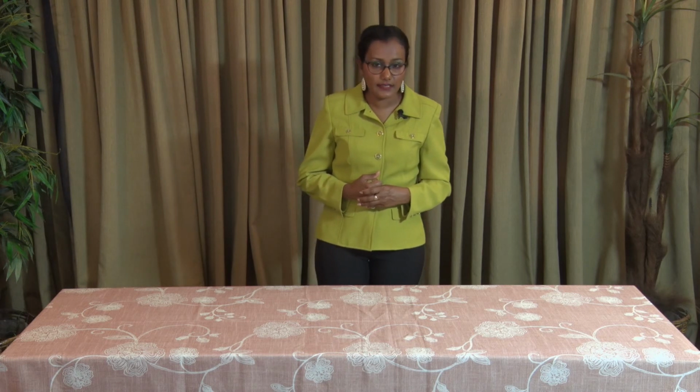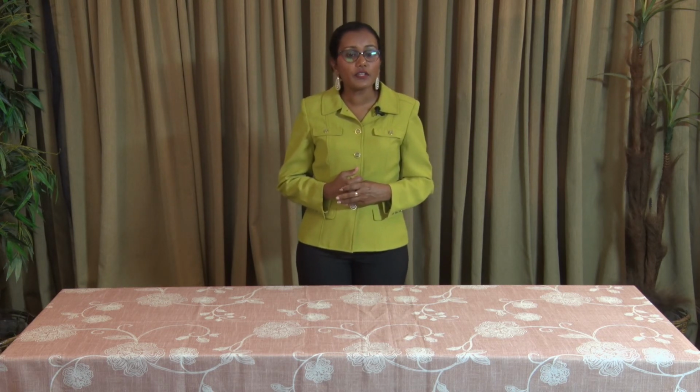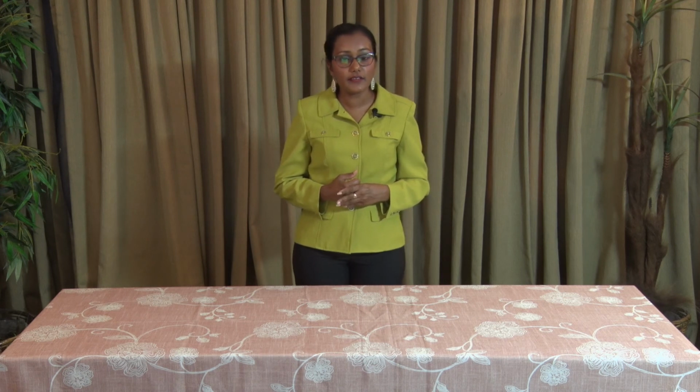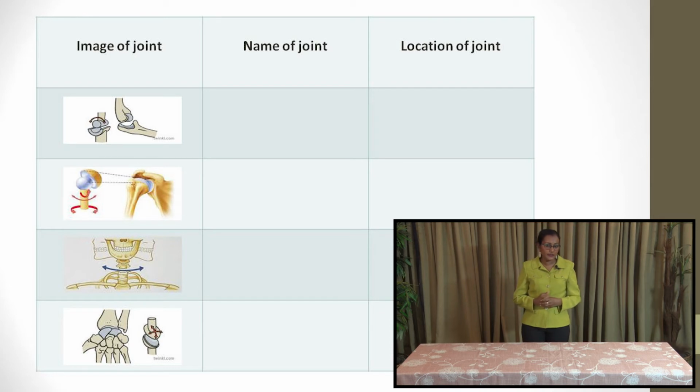Your task for this lesson: I want you to complete the table with all the necessary information. Here's how it should be done. In the first column, you have image of the joint. We have the 4 joints there. Those are the movable joints. In the second column, you have the name of the joint. Now you're expected to put the name of each joint there. And in column 3, you have to locate the joints. So in the first one, you want to complete everything, the name of it and the location. And it goes for all.